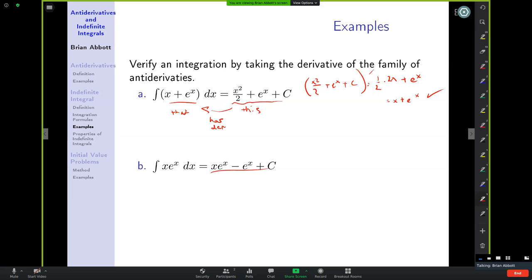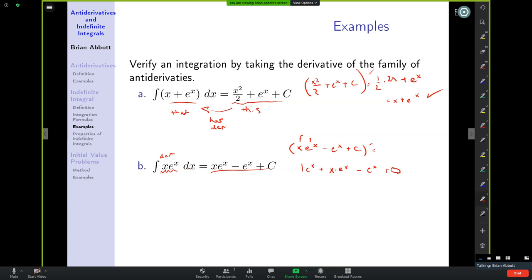Okay, let's verify this one. Again, the answer has derivative, and this is the derivative. So we'll take the derivative of our result, the antiderivative, x times e raised to the x power minus e to the x plus c. Okay, be careful here. We are going to need to do a product rule. F G, so derivative of the first guy is 1 times unchanged second guy, e to the x, plus unchanged first guy, x, times the derivative of the second guy, e to the x, minus the derivative of e to the x is e to the x, plus your 0 for your c.